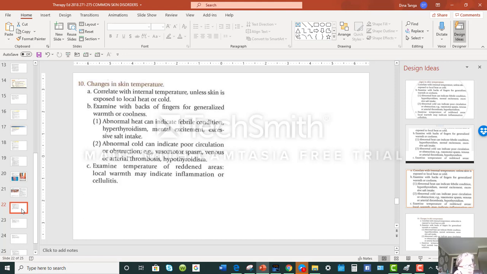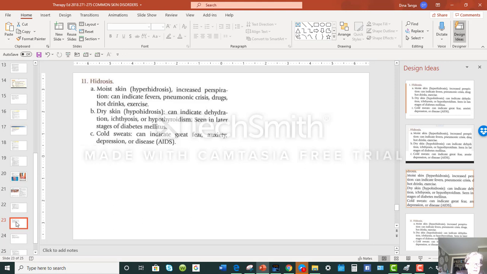Abnormal cold can indicate poor circulation or obstruction, vasomotor spasm, venous or arterial thrombosis, hypothyroidism. So abnormal heat, hyperthyroidism; abnormal cold, hypothyroidism. Examine temperature of reddened areas. Local warmth may indicate inflammation or cellulitis.